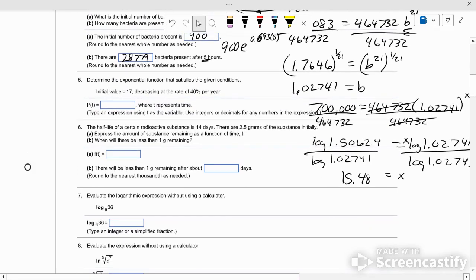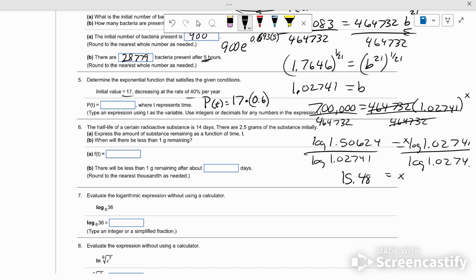Okay. Determine the exponential function that satisfies the given conditions if the initial value is 17 and it's decreasing at a rate of 40% per year. Well, if it's decreasing at a rate of 40% a year, you take 1 minus 0.4, which is 0.6. So P sub t will equal 17 times 0.6 raised to the t power, where t represents time.